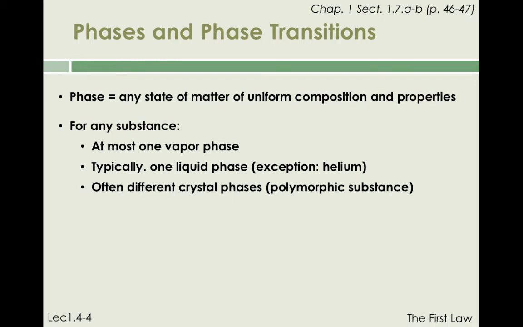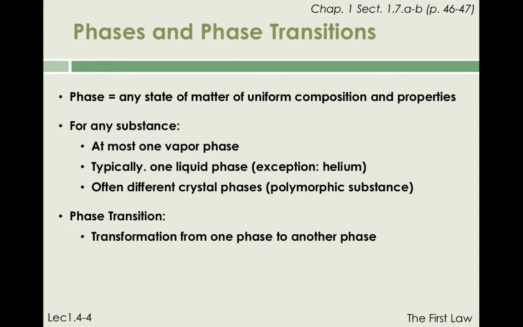Many, if not most, substances can exist in different crystal phases. We say that such substances exhibit polymorphism, or that the substance is a polymorphic substance. We will often talk about phase transitions. The word transition is sometimes substituted by the word transformation or change. A phase transition is simply the transformation of a substance from one phase into another phase.